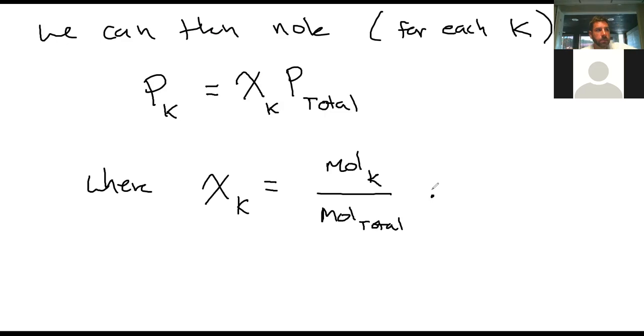Again, what I'm telling you here is this is true. What you see on the board now, this is true. And if you don't believe me, you can derive why it's true yourself using the ideal gas law and some algebra. So that's up to you.